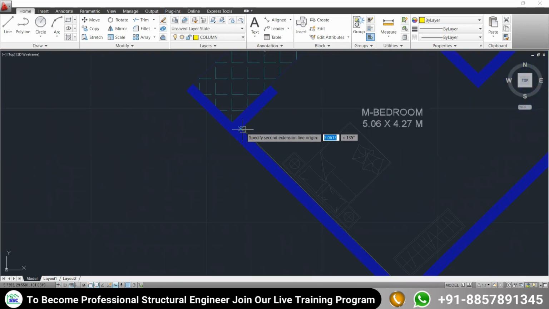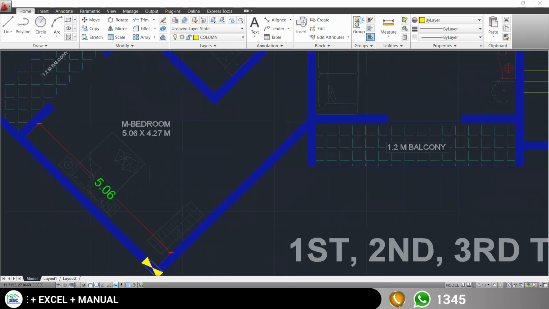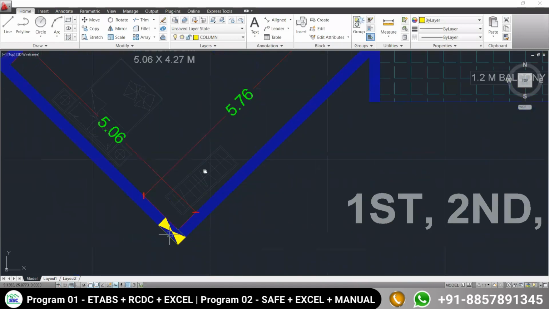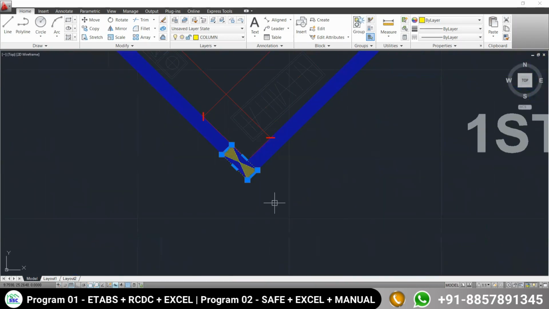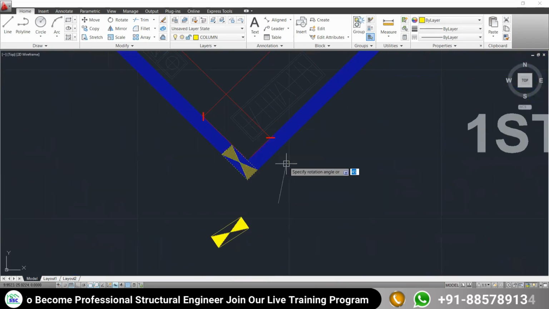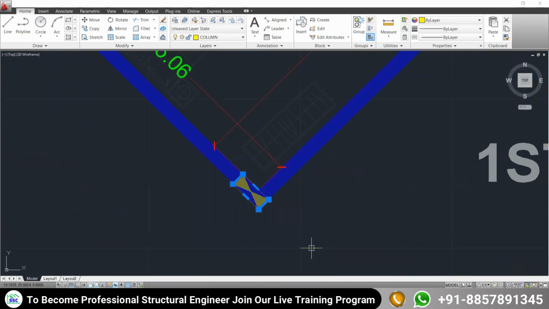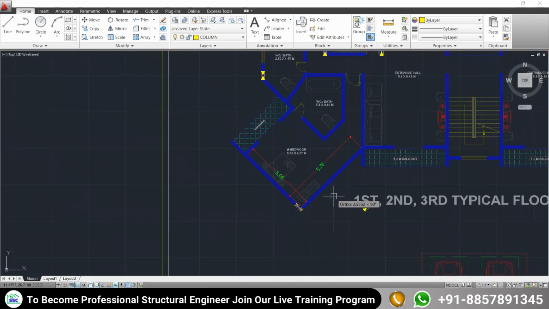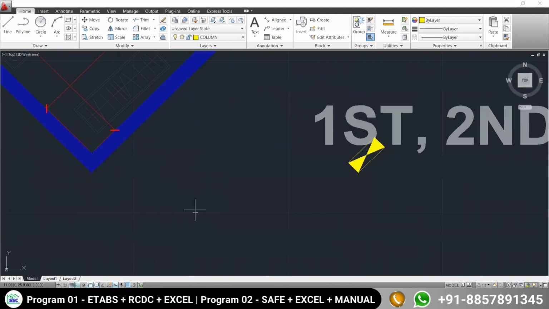From here to here, it is 5. And from here to here, it is coming out to be 5.76. So the orientation should be in this direction or in this direction? We have to rotate it, sir. Yeah, we have to put it in the other direction.